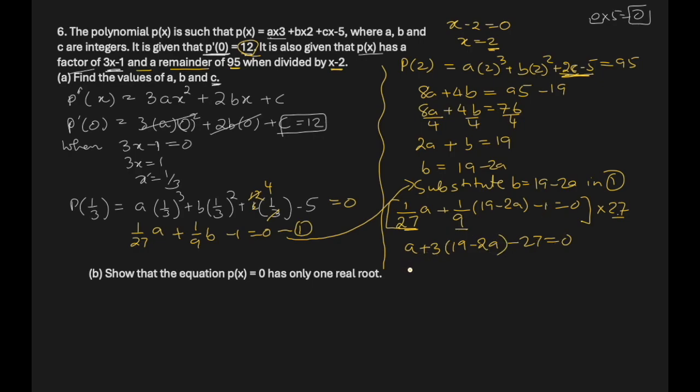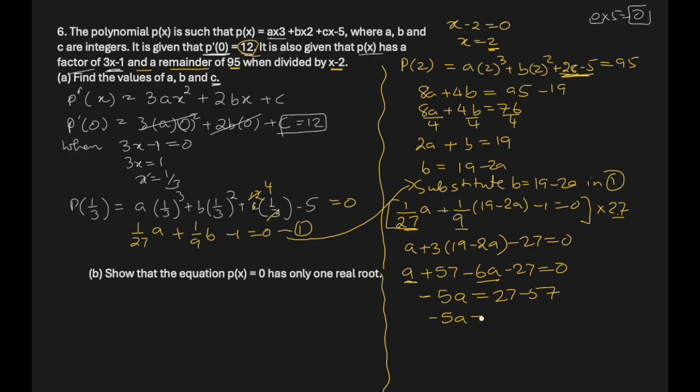So let's open the bracket. I'll continue. A plus 57 minus 6A minus 27 equal to 0. A minus 6A is minus 5A. And let's bring them here. It becomes 27 positive minus 57.